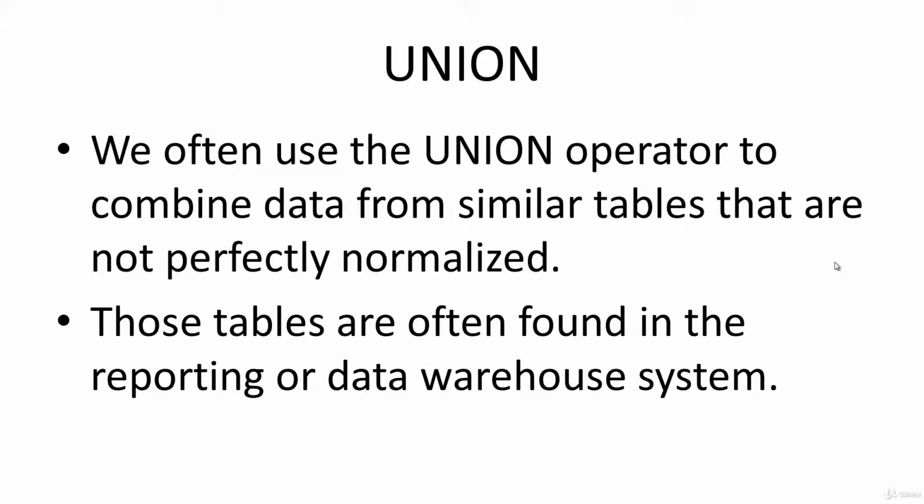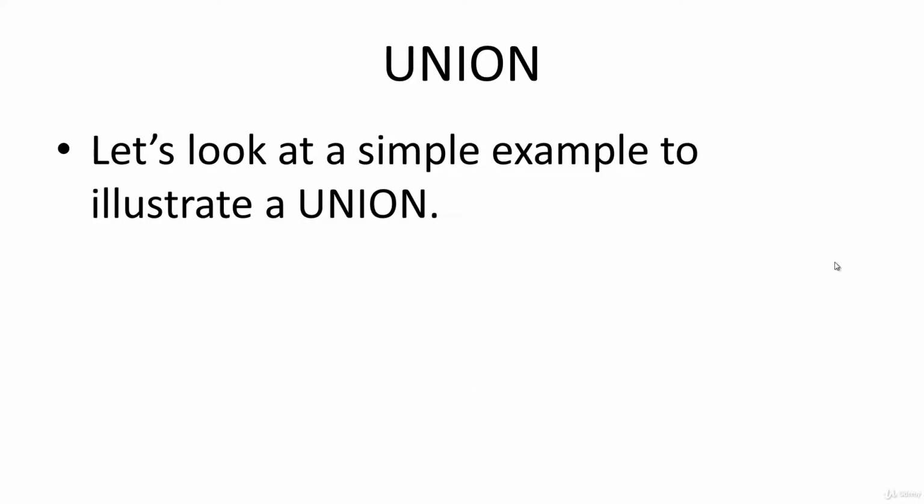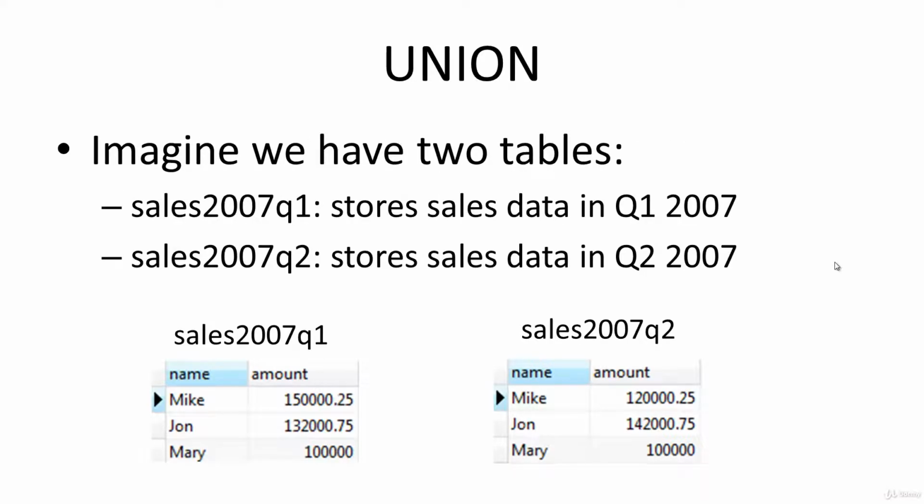Let's go through a quick example, and this will be a little more clear. So let's take a look at that example now. Imagine we have two tables. We have sales 2007 Q1 and sales 2007 Q2. And these are stores' sales data in quarter 1 and quarter 2 of 2007. So we're going to have the name of some sales associate in each table, and then the amount that they sold. So you'll notice here we have Mike, John, and Mary, and then Mike, John, and Mary. So that makes sense. We have the same employees in quarter 1 as in quarter 2 of the year 2007, and we have amounts that they sold for that particular quarter.